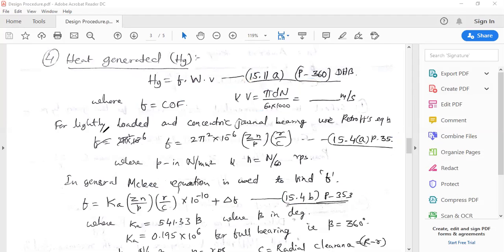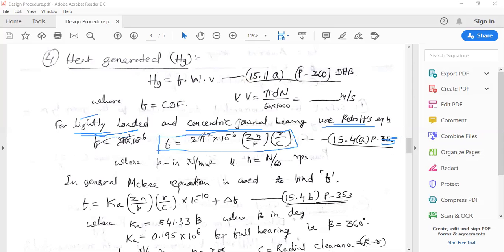To use Petrov's equation, it must be clearly mentioned that the bearing is lightly loaded. If the bearing is lightly loaded in a concentric journal bearing, then we can use Petrov's equation. Either the question says to use Petrov's equation, or it says lightly loaded bearing; both are the same. In that case, use equation 15.4a from page 353 of the data handbook, the Petrov's equation that we derived in the last session.